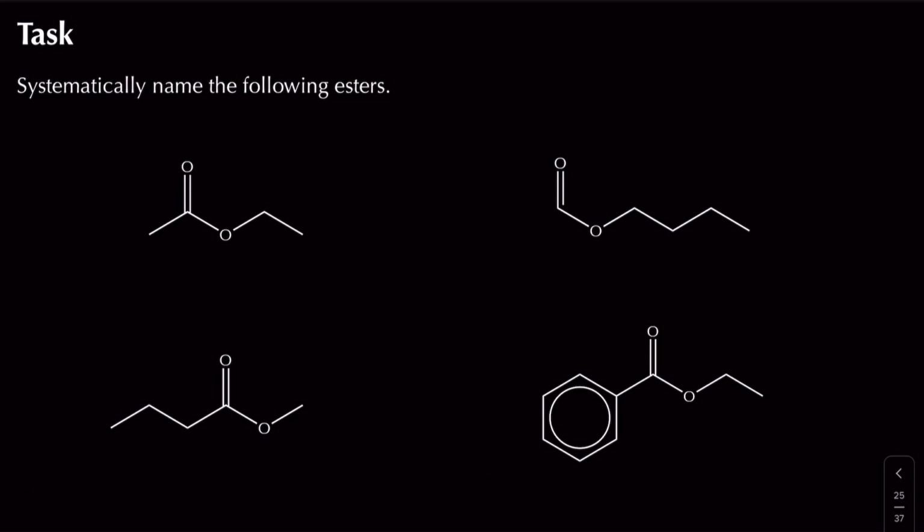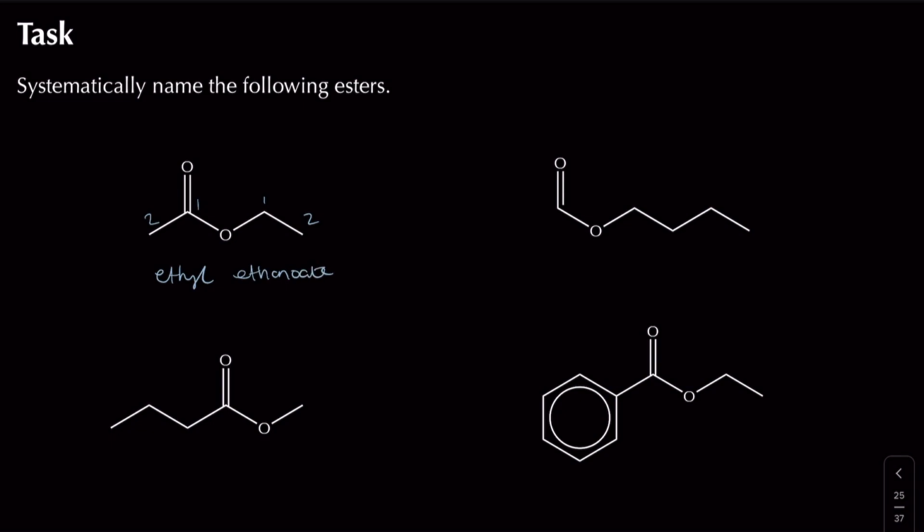Looking at the following task over here, I want you to pause the video and have a go at naming the following esters itself. So in this first example over here, you've got 2 carbon atoms on your alkyl side, so that's going to be ethyl, and then on the side with your carbon oxygen double bond, you've got 2 carbon atoms, and that's going to be ethyl and then ethanoate itself.